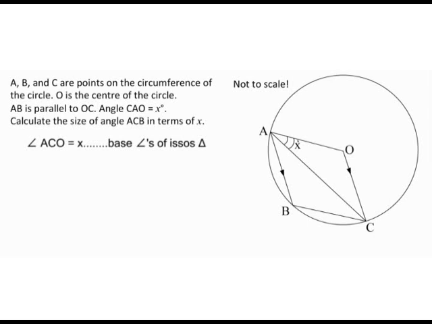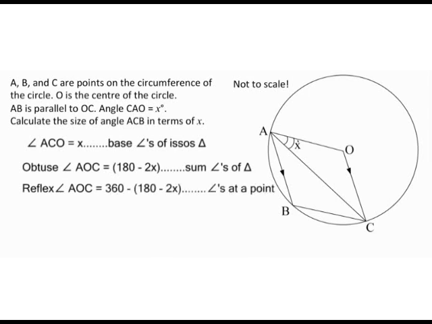Again, AOC is a triangle, and the sum of interior angles add up to 180 degrees. We already have x and another x. So what is remaining is 180 minus 2x. Reason? They are the sum of angles of a triangle. We can now calculate the reflex angle AOC. Angles at a point add up to 360 degrees. We already have the obtuse angle of 180 minus 2x. The remaining is 360 minus (180 minus 2x). That should give us 180 plus 2x.